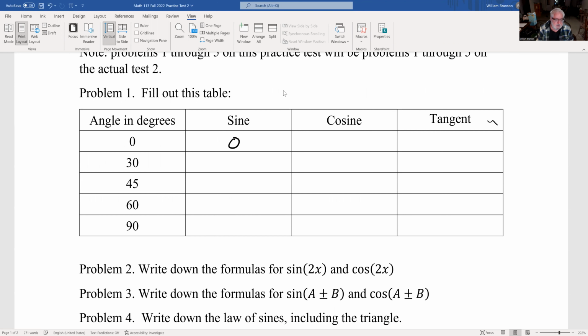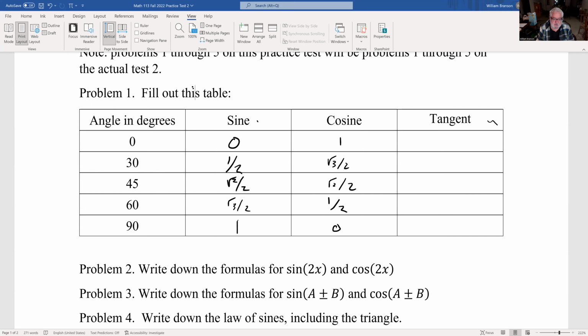Sine starts at 0, goes to 1/2, goes to square root of 2 over 2, goes to square root of 3 over 2. I don't know why my tablet is acting weird. And then ends at 1. So sine increases from 0 up to 1 as the angle goes from 0 to 90. Cosine decreases, so 1, square root of 3 over 2, root 2 over 2, and then 1/2. And then it goes down to 0.